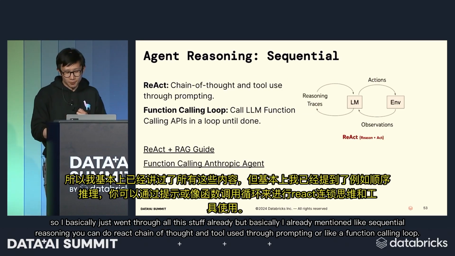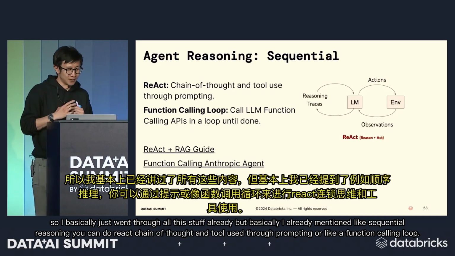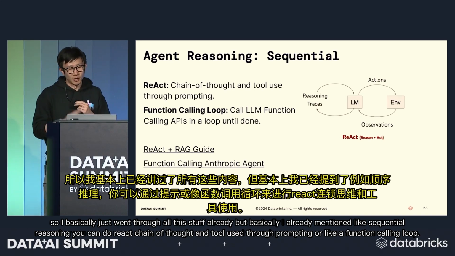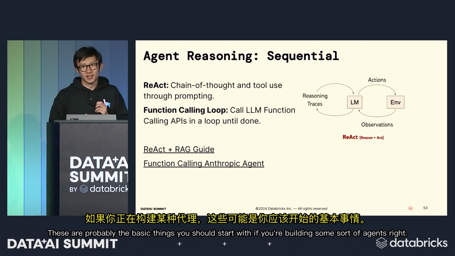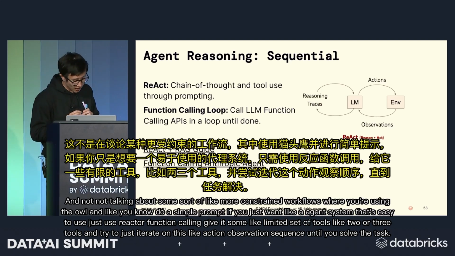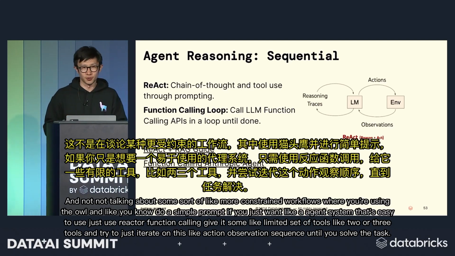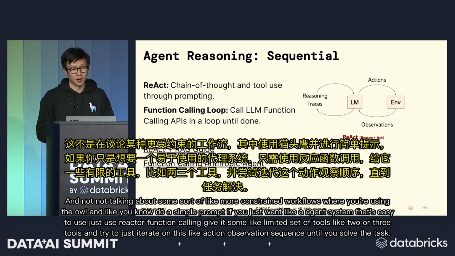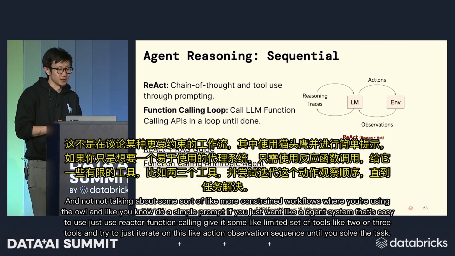Okay, so I basically just went through all this stuff already, but I already mentioned sequential reasoning. You can do ReAct, chain of thought, and tool use through prompting, or a function calling loop. These are probably the basic things you should start with if you're building some sort of agents, right? Not talking about some more constrained workflows where you're just using the LLM to do a simple prompt. If you just want an agent system that's easy to use, just use ReAct or function calling, give it a limited set of tools, 2 or 3 tools, and just iterate on this action-observation sequence until you solve the task.